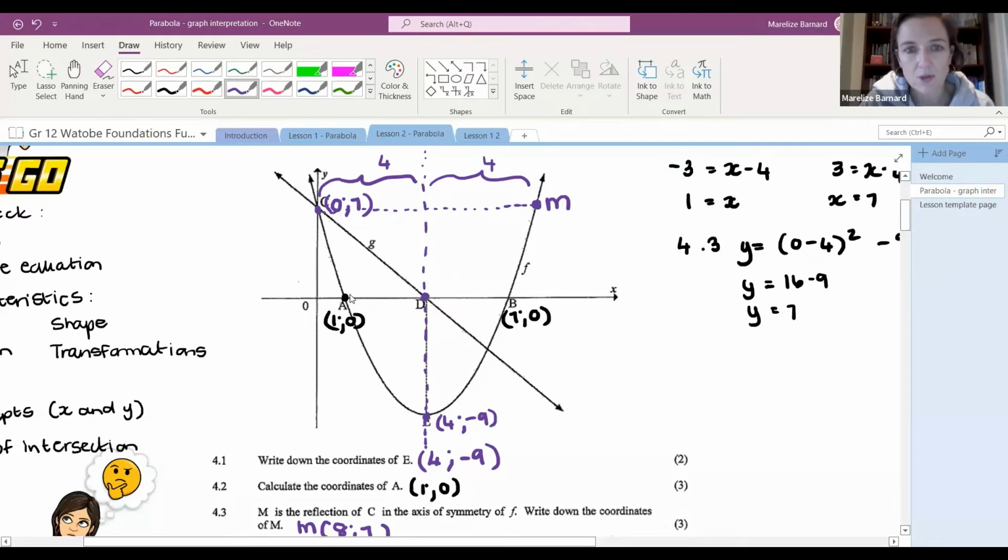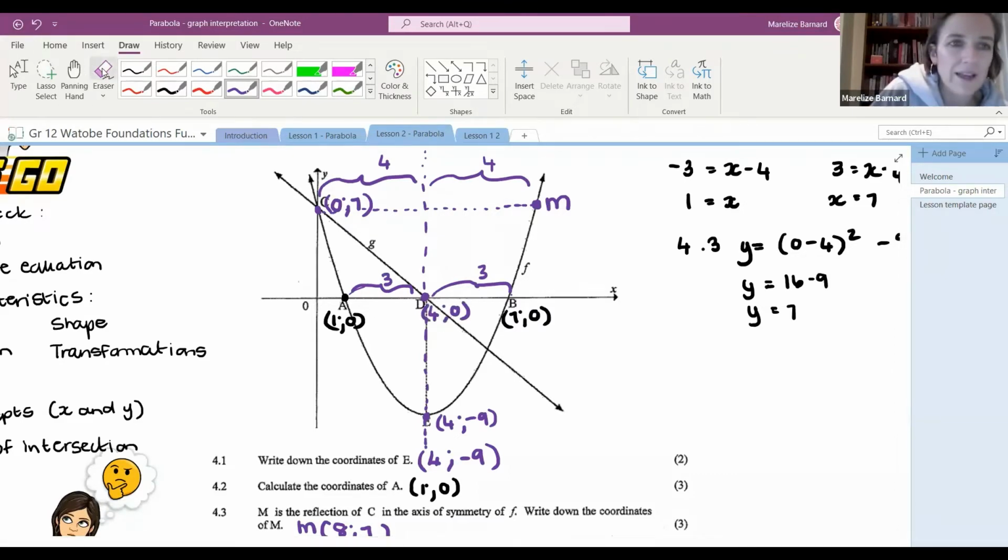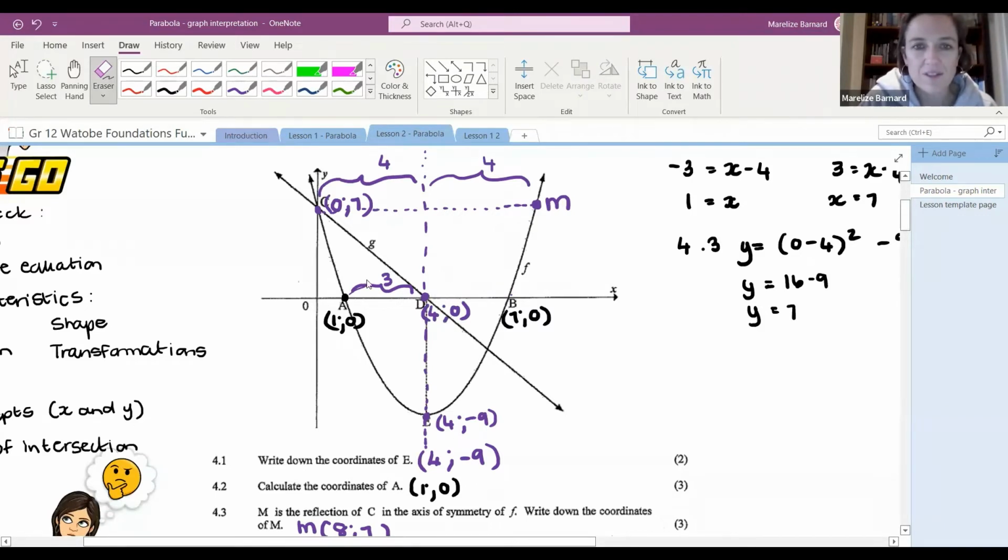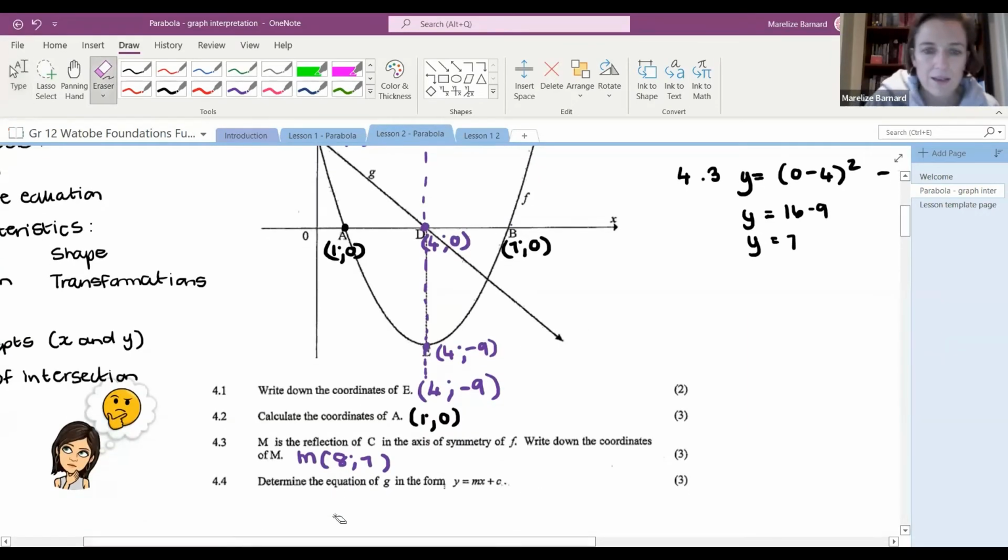So that's 4 units that way. No, sorry, 3 units that way. Because of the axis of symmetry, this must be 3 as well. So this is 4 and 0. I probably overcomplicated that a little bit, but yeah, that is 4 and 0. And we're going to need the gradient as well of our straight line. So we've got the y-intercept, it's over here at 0 and 7, and then the gradient we can calculate. And that will give us the equation of the straight line.